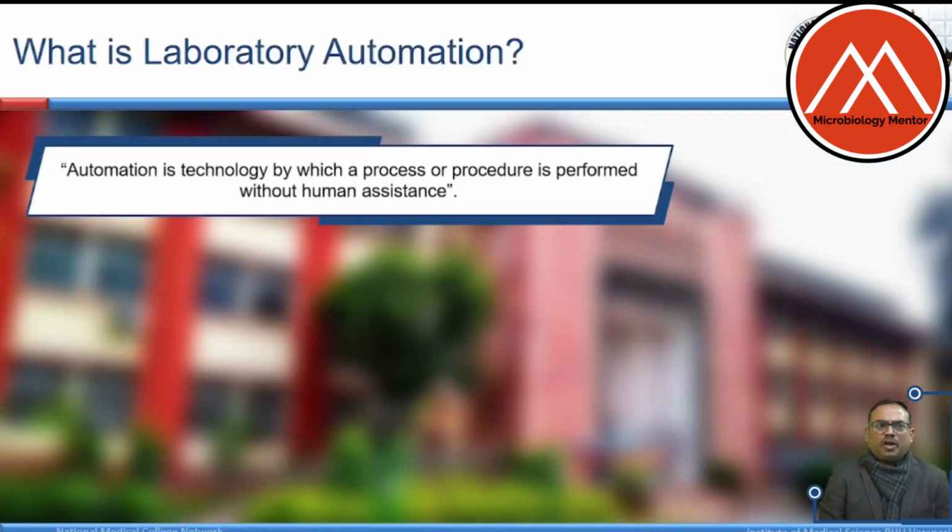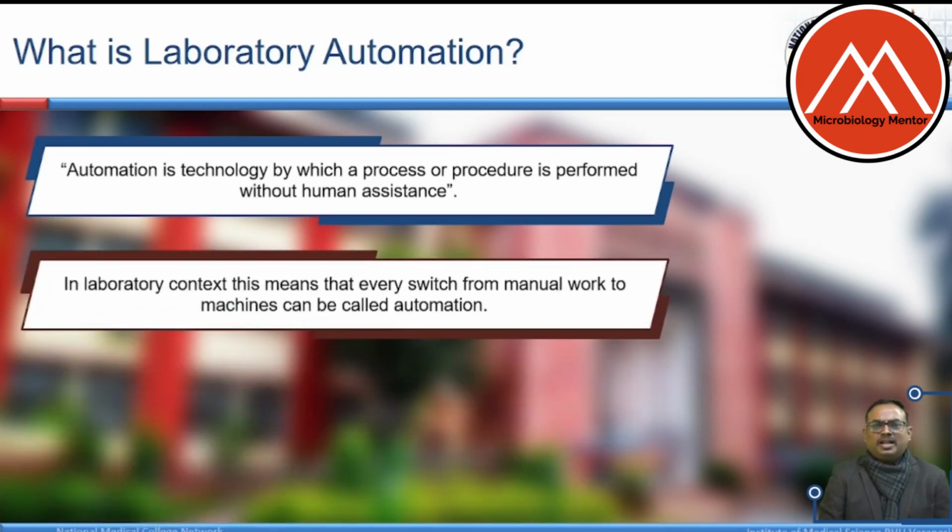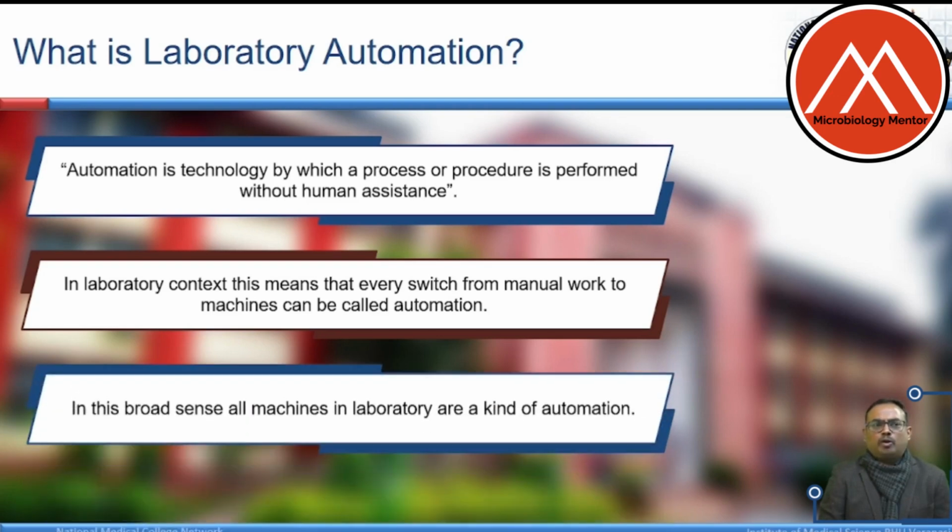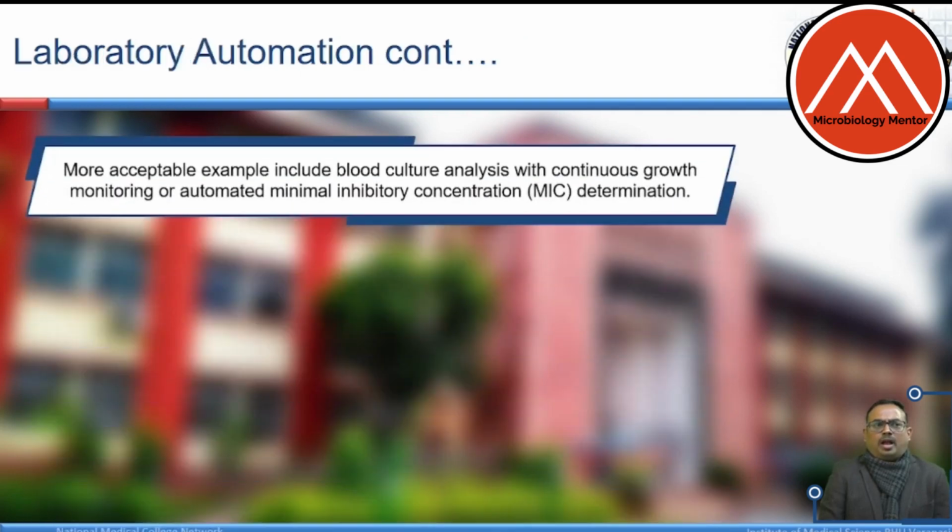Let's see what is laboratory automation. Automation is technology by which a process or procedure is performed without human assistance. Therefore, in laboratory context, it means that every switch from manual work to machine can be called an automation. However, in broad sense, all machines in laboratory are a kind of automation. A more acceptable example of automation will be a blood culture system which is continuously monitoring the growth of organism growing in it, or an automated MIC determining system will be a better example.